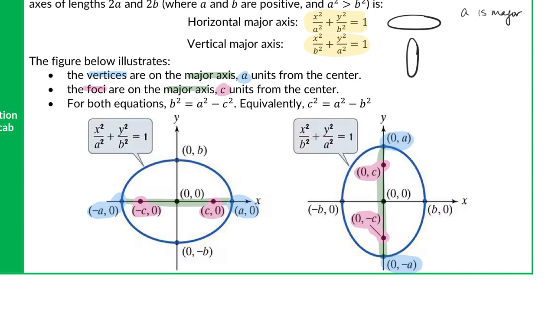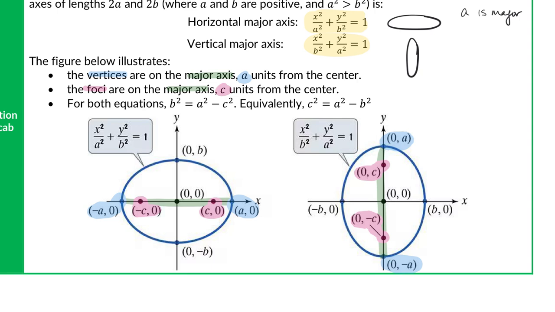Where were we before we went to lunch? Okay, so what we were looking for is some sort of relationship between the values a, b, and c. a and b come from the equation, and c is the location of the foci. So we were looking for a relationship between them.